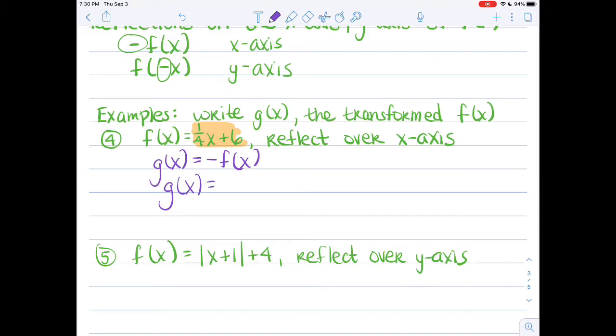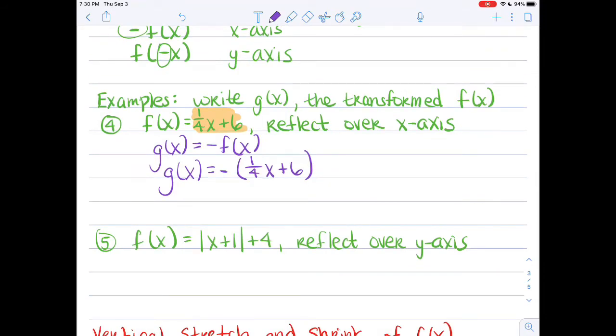This negative sign is in front of the entire function, which means that we need to write it in parentheses so that that negative affects the entire function. Again, I see a spot where I need to distribute in order to get rid of parentheses. So I'm getting rid of that grouping symbol by distributing the negative to both terms. So I'm going to have negative 1/4 x minus 6. So really be careful there.